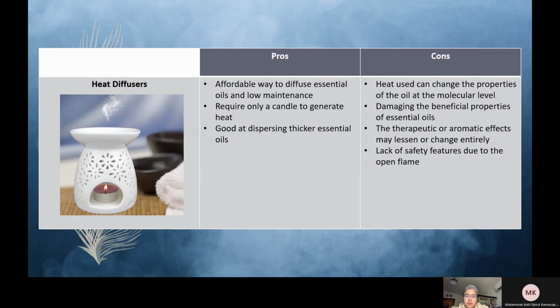Last is the heat diffusers. As the name suggests, heat diffusers use heat elements to help the essential oil gradually evaporate into the air. Diffusing using heat is an economical yet efficient and silent way to spread the aroma of an essential oil throughout the room. However, the heat used can change the properties of the oil at a molecular level. That is why the best heat diffusers will use a very low heat to avoid drastically changing the chemical constituents of the oils being diffused.